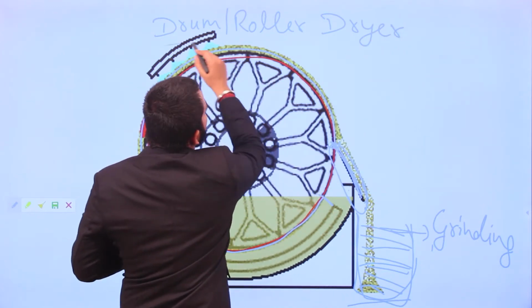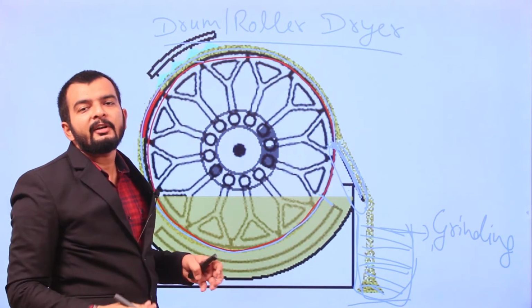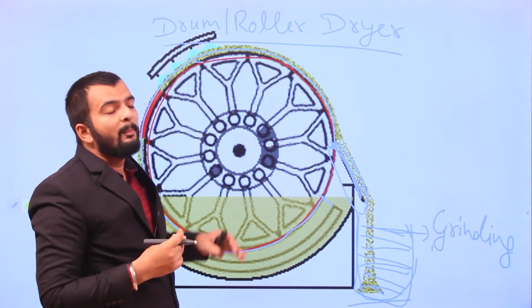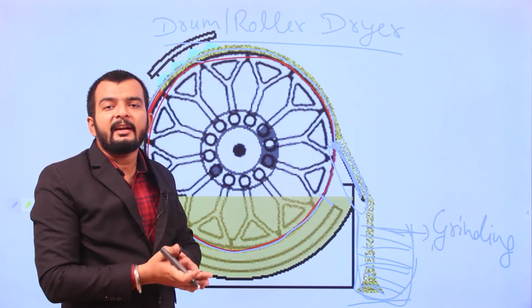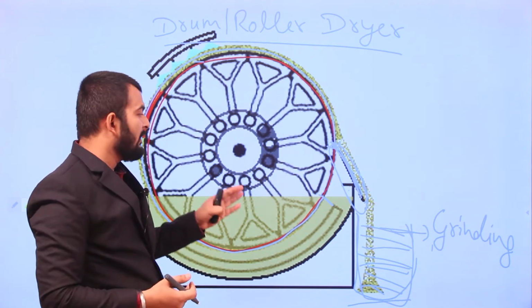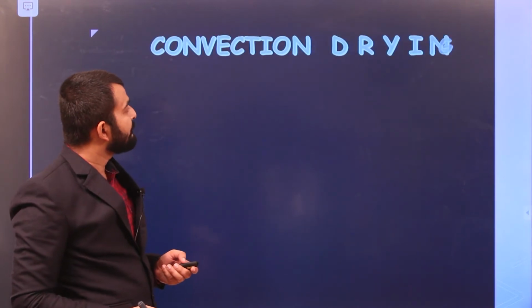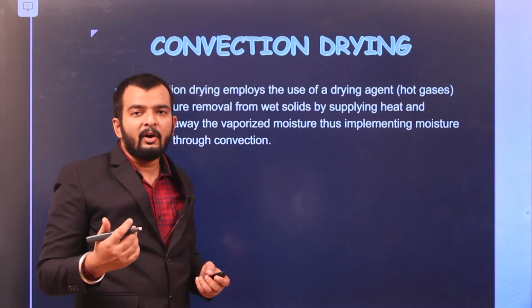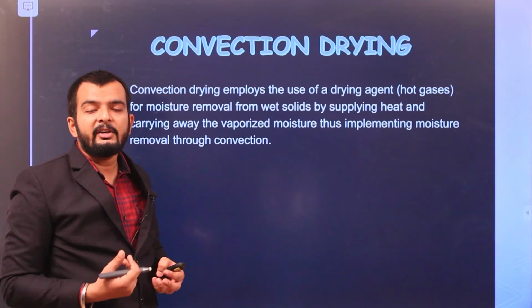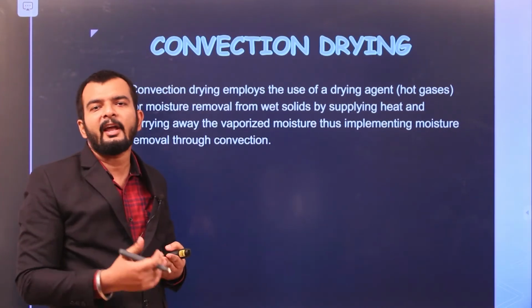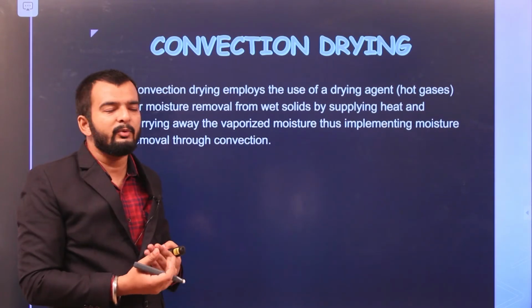It is a very good example of contact drying or conduction drying. Conduction drying is also known as contact drying because the material to be dried is coming in direct contact with your heating surface. So next we move on to convection drying. As discussed already, in case of convection, convective currents of air or hot air or any other drying agents are used.